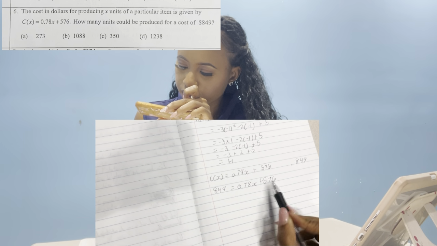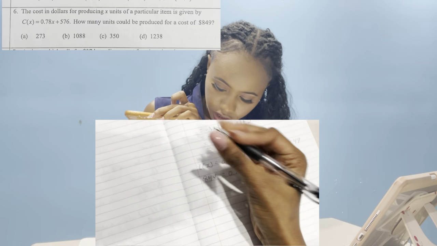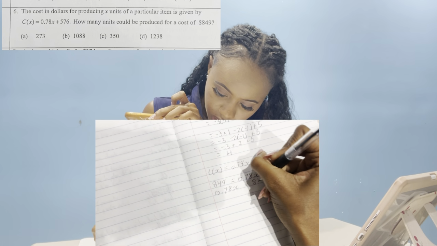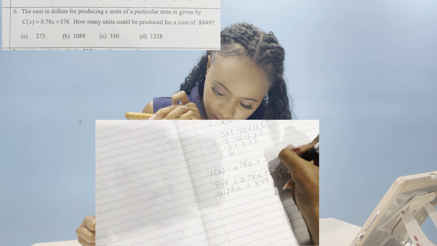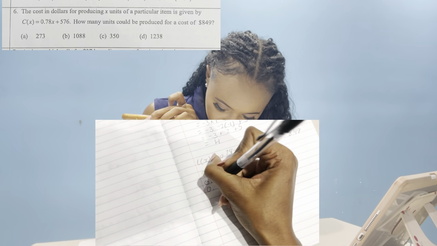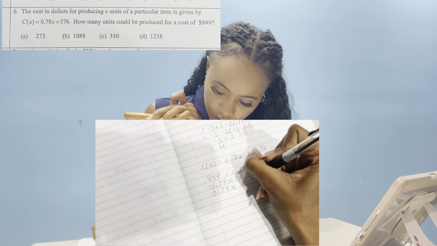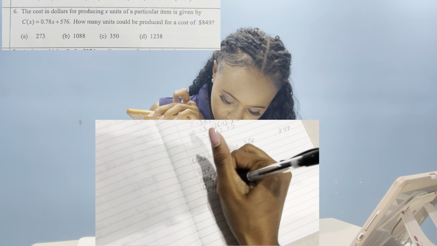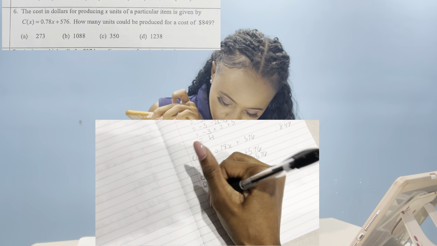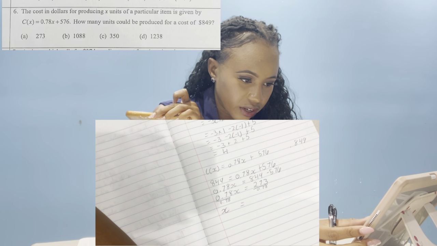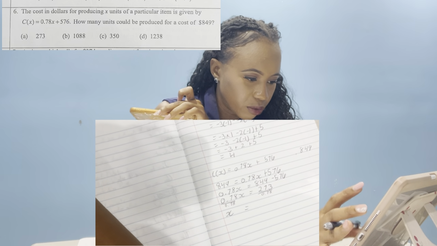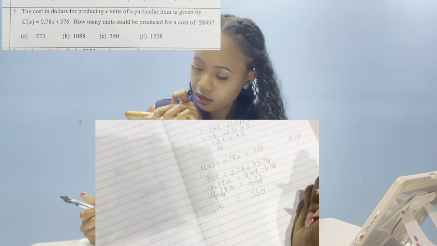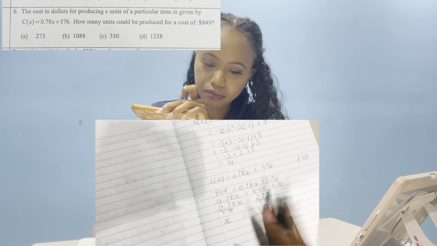So I'm going to transpose and send this 576 over. When I do that, it's going to be a negative. So I'm going to have 0.78x is equal to 849 minus 576. Okay, 0.78x is equal to 273. Now I'm going to divide both sides by 0.78 to solve for x. So x is equal to 273 divided by 0.78. x is equal to 350. Okay.